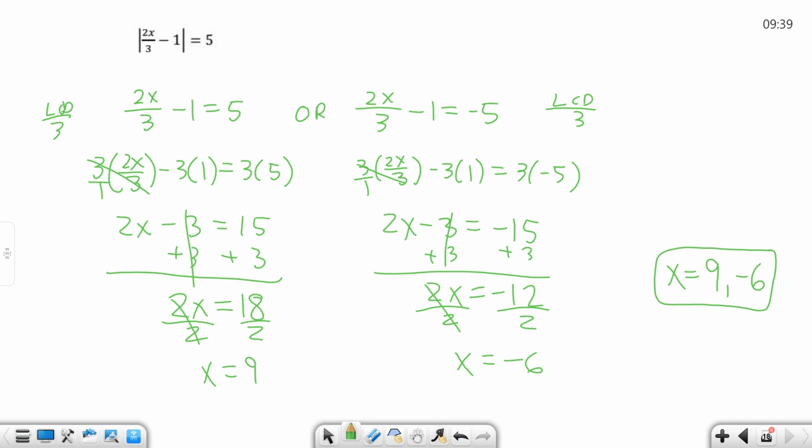All right? So I hope this helps out. Good luck as you work through absolute values.